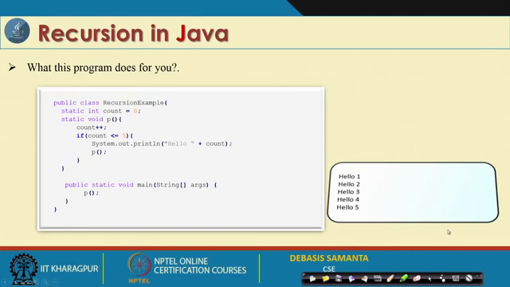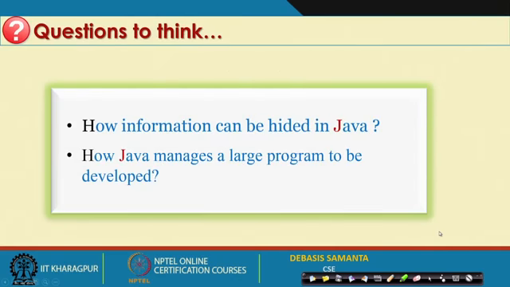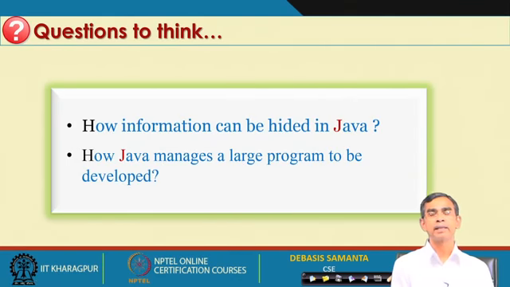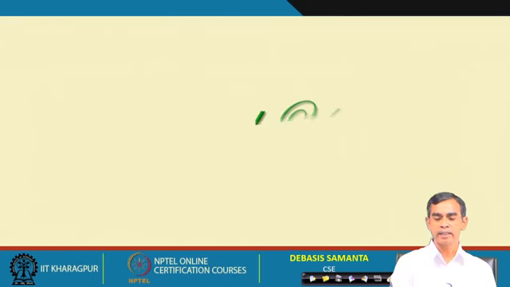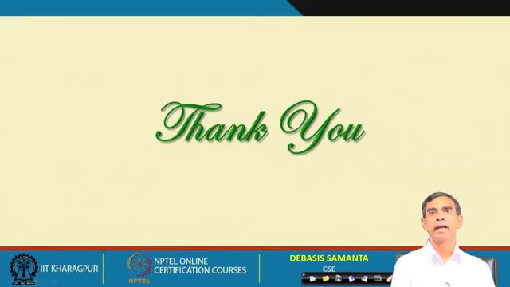Anyway, this is about the concept of static scope rule in Java that we have discussed, and in our next lecture we will learn about information hiding. This is a very important concept, and we should also learn about how a very big Java program can be developed. These are the next topics that will be covered in the next discussion, and thank you very much.